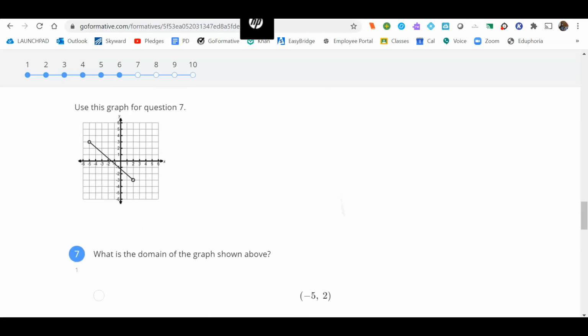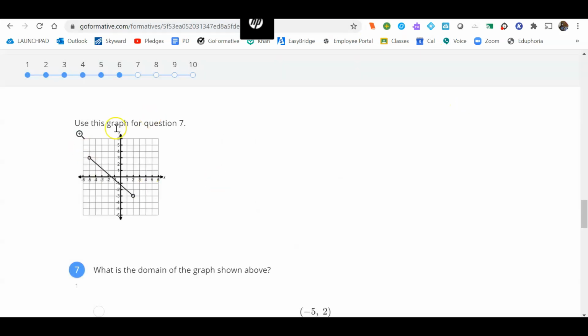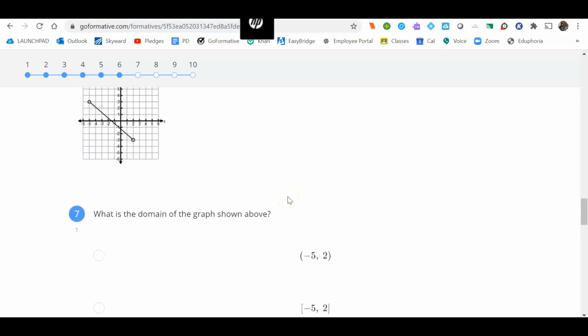Okay, so now number 7 is asking using this graph. Now, Ms. Marrero, we see we have these open circles. What do I use for open circles, Ms. Marrero? You got to use parentheses, all right? And we're talking about what? Domain. So from left to right, right? Because domain is x, domain is left to right.